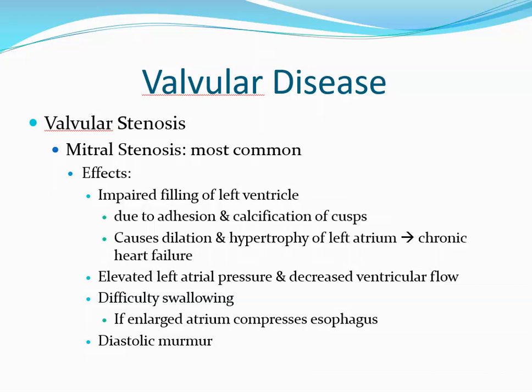What happens with mitral stenosis? You will see impaired filling of the left ventricle. It's very difficult for blood to get through this narrowed valve from the left atrium into the left ventricle. You will see adhesions of the cusp, plus calcification and distortion of scar tissue. This causes dilation and hypertrophy of the left atrium.